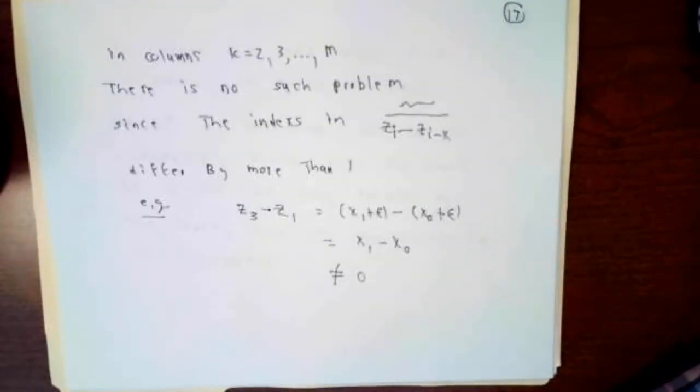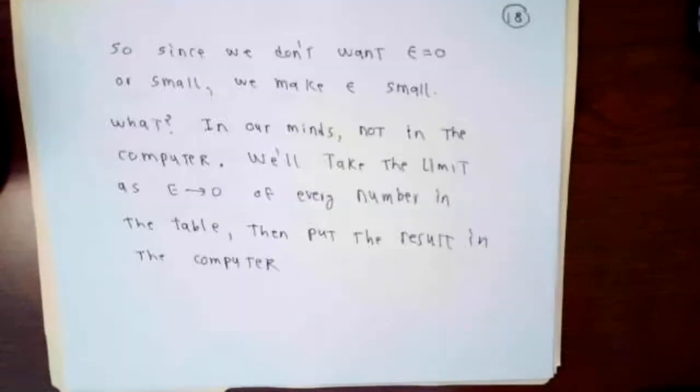This difficulty occurs only in column k equal 1. For columns k equal 2 and later, the indexes on the z numbers differ by more than 1. So even if epsilon had been set equal to 0, I'm never going to get division by 0 in that case. So it seems as though column k equal 1 is the only thing I really have to worry about that's different from the standard Newton divided difference form.